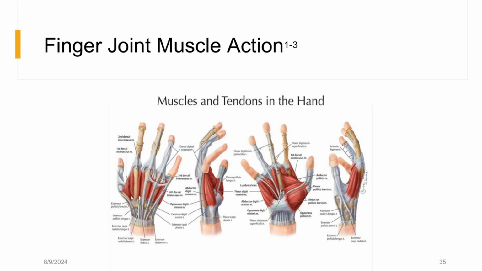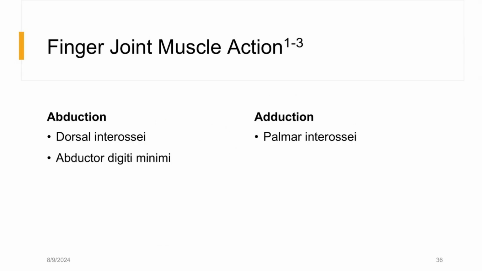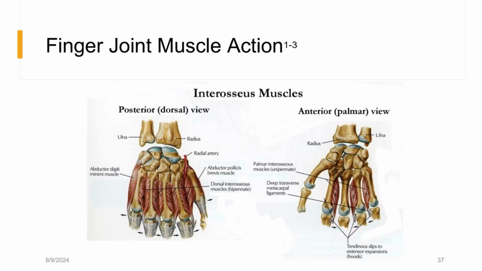This is a visual for the muscles and tendons of the hand. You all can go back and look at this independently. So for abduction, you've got your dorsal interossei and your abductor digiti minimi. And for adduction, your palmar interossei. All right, this is a visual for visual learners. Go back and look at those.